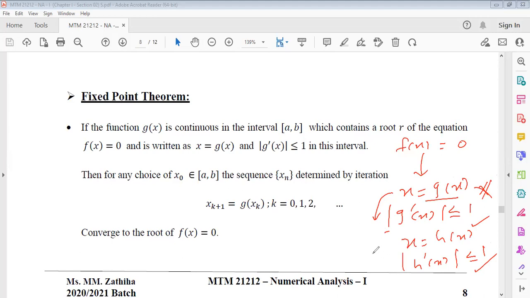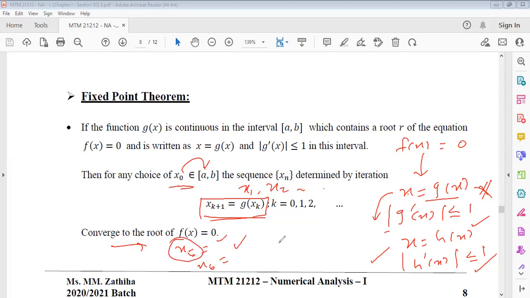After you finalize these, h(x) or g(x), you go for the initial guess x0, which is inside (a, b). Then you find x1, x2, x3 using the iteration formula, that means x(k+1) will be g(xk). If it converges, for example, if you get the same value at x5 and x6, you can say x5 is our value. So this is the idea of doing this question. Please write down whatever I have given you.